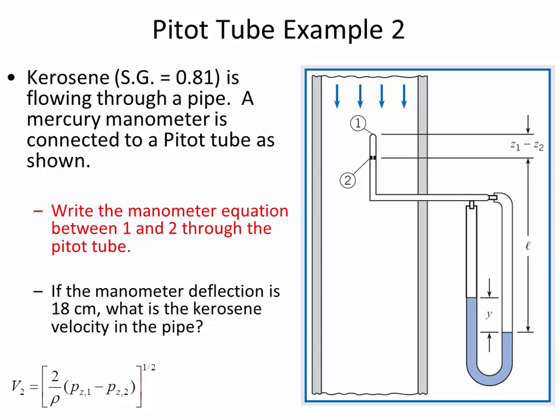So let's put those numbers in. 2 divided by 810 kilograms per cubic meter. The distance y in the problem statement tells us it's 18 centimeters, so 0.18 meters. And now the difference in the unit weights. So the difference between the 133,416 newtons per cubic meter and the 7,946 newtons per cubic meter of the kerosene, and then all of that to the 1/2 power. Okay, so it will work out to be 55.76 meters squared per second squared to the 1/2 power, which ultimately gives 7.47 meters per second as the velocity of the kerosene inside of that pipeline.